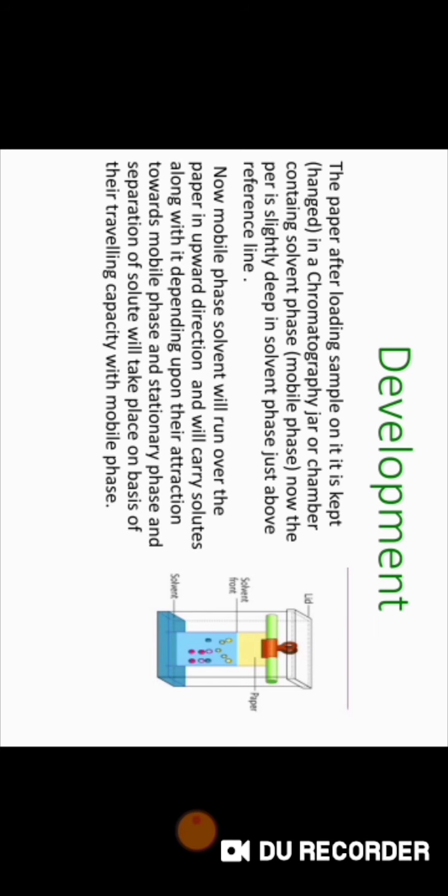So the mobile phase will run in an upward direction and will carry solute along with it, depending upon the attraction of solute to the mobile phase. Now the next thing, which is a result of the development process, is the location of spots of separated solute. So what happens in development? The solute gets separated from the sample, and we have to locate these separated solutes in the form of spots.